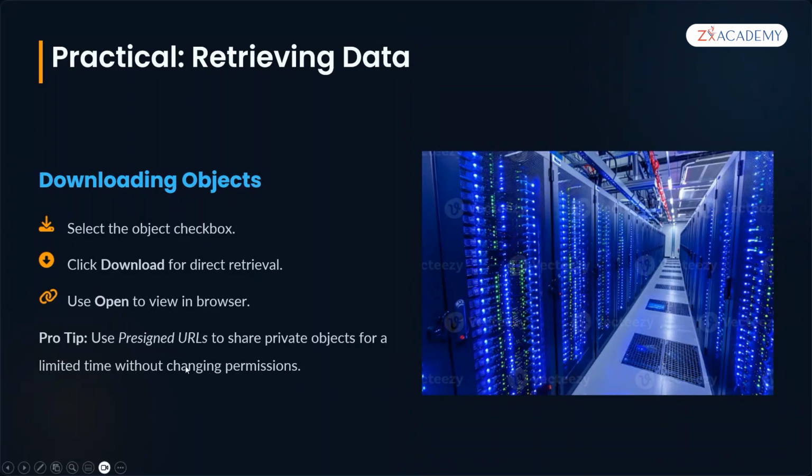Pro tip, this is useful again: use pre-signed URLs to share private objects for a limited time without changing the permissions. To make your data publicly accessible, you need to change the file permission, make it public, and attach a bucket policy. But if you want to share your object privately for a limited time, you can do that without changing file permissions, using a pre-signed URL.